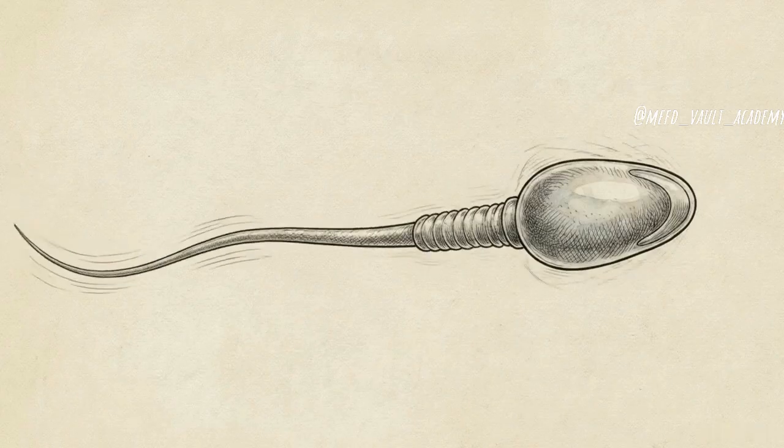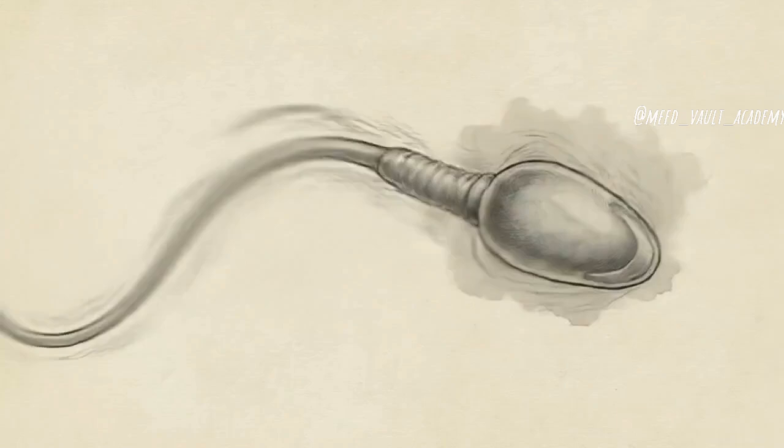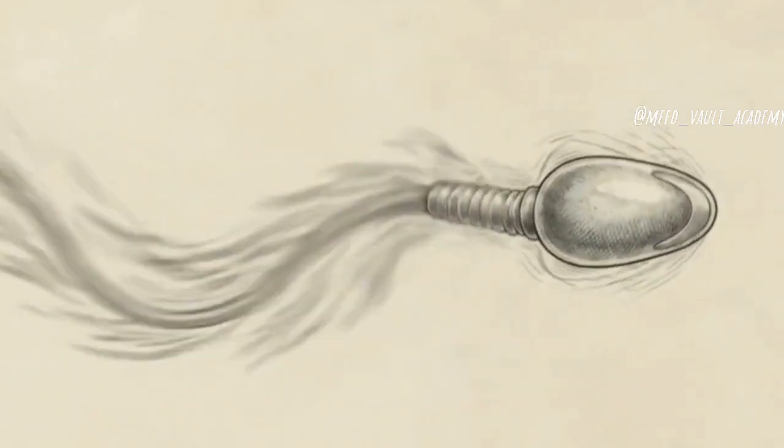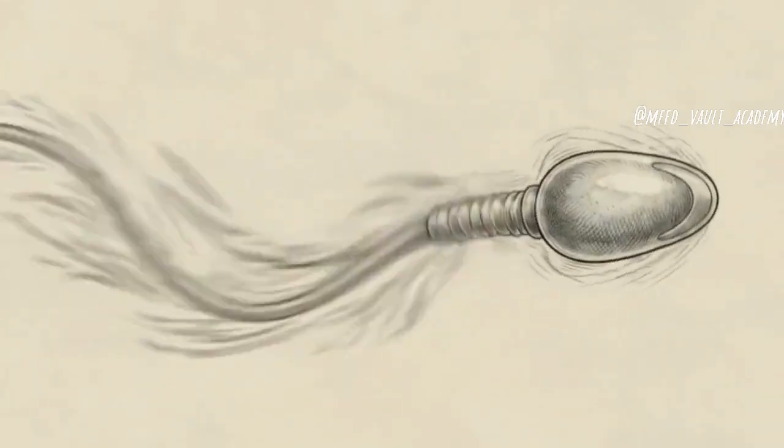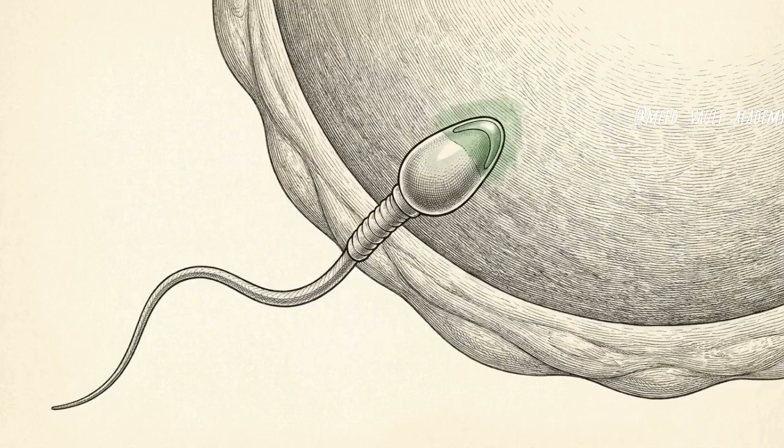Capacitation also triggers an influx of calcium that alters the mechanics of the flagellum. This creates hyperactivated motility, a violent whip-like thrashing seen here. This functional maturation is the final prerequisite. Only capacitated sperm have the physical and chemical state necessary to breach the oocyte's defenses.